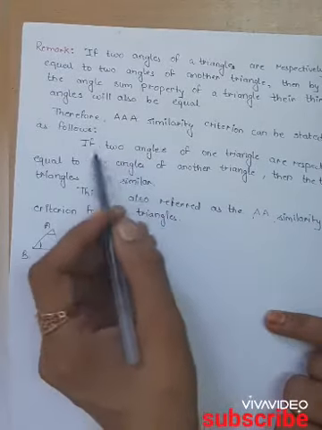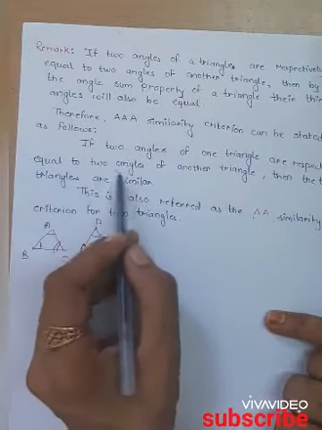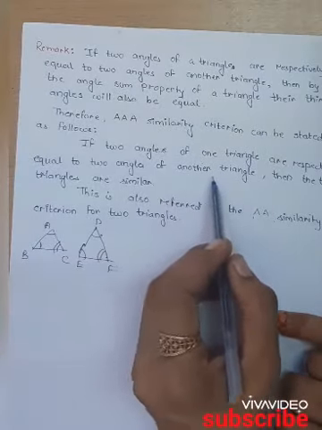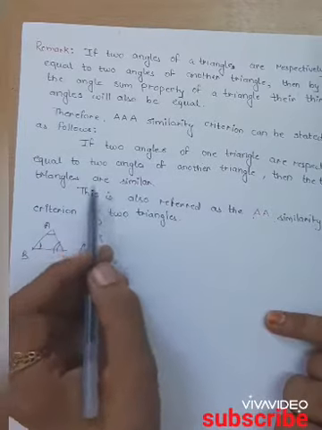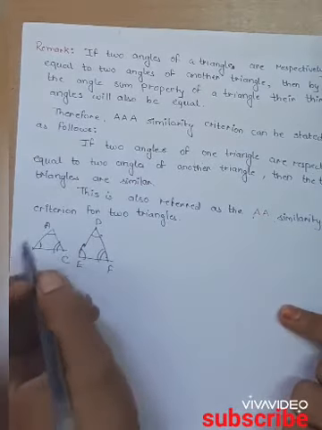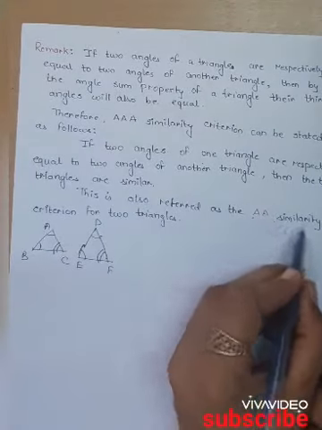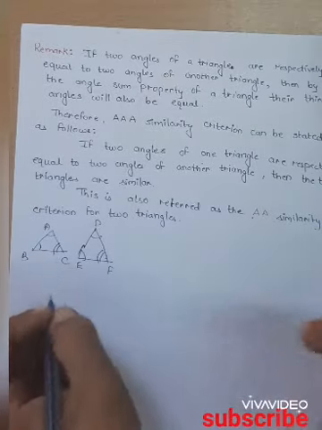If two angles of a triangle are respectively equal to two angles of another triangle, the two triangles must be similar, and this criterion is known as the AA similarity criterion for two triangles.